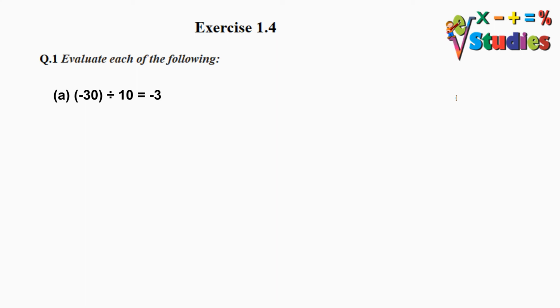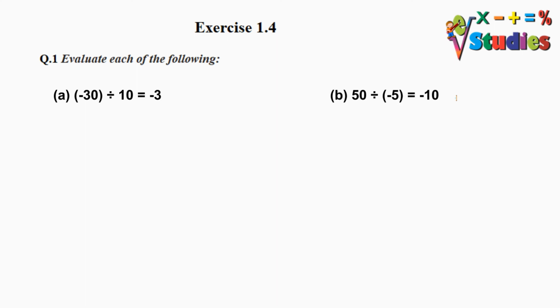We have negative 30 divided by 10. As we know, when you divide 30 by 10, you get 3. But because we have negative 30, the answer would be negative. When one of the integers is negative, the answer would be negative.